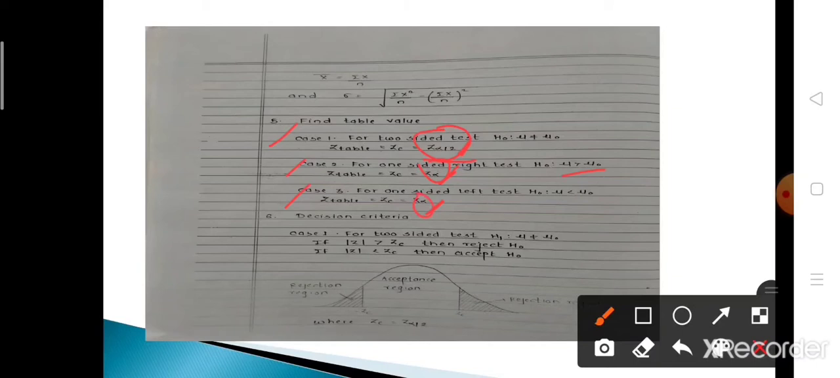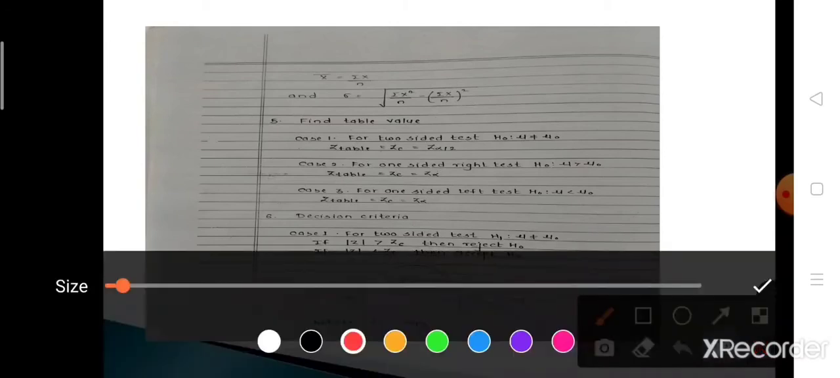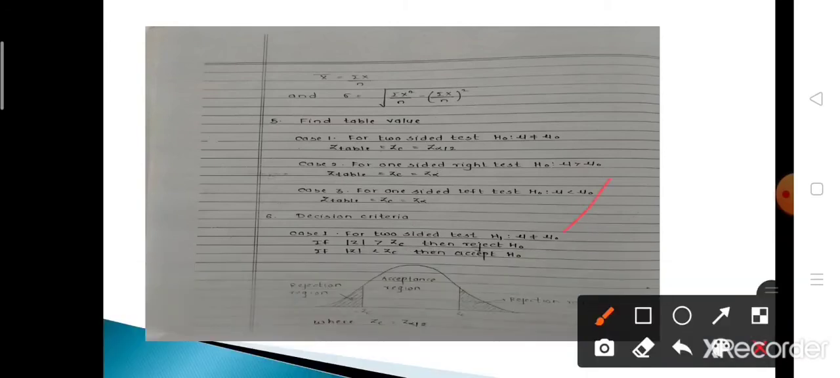Now the last is decision criteria. So there are three cases, one-sided right, one-sided left, and two-sided test. For these three cases, the decision criteria is different. See the decision criteria for two-sided test. Two-sided test means not equal to condition. So here H1 is mu is not equal to mu naught. For two-sided test, there are two critical regions, that is two rejection regions, one situated to the right side and one to the left side. And this point is nothing but your critical value.